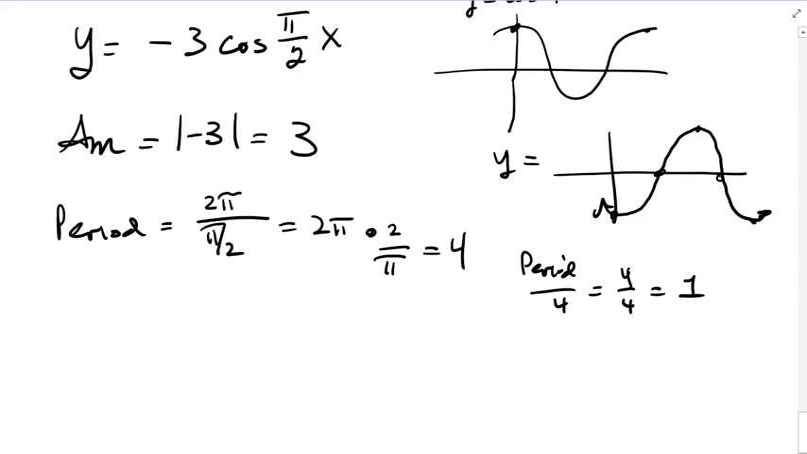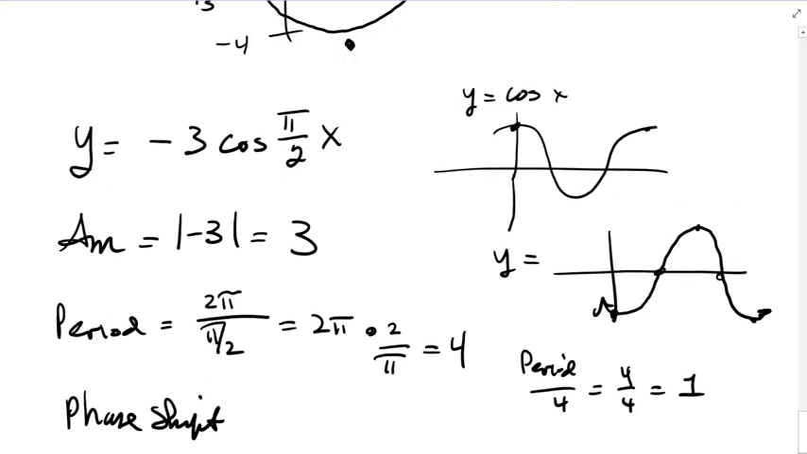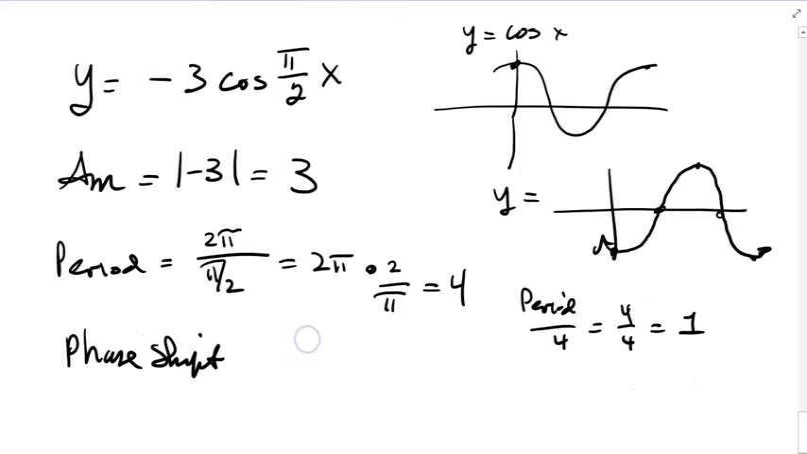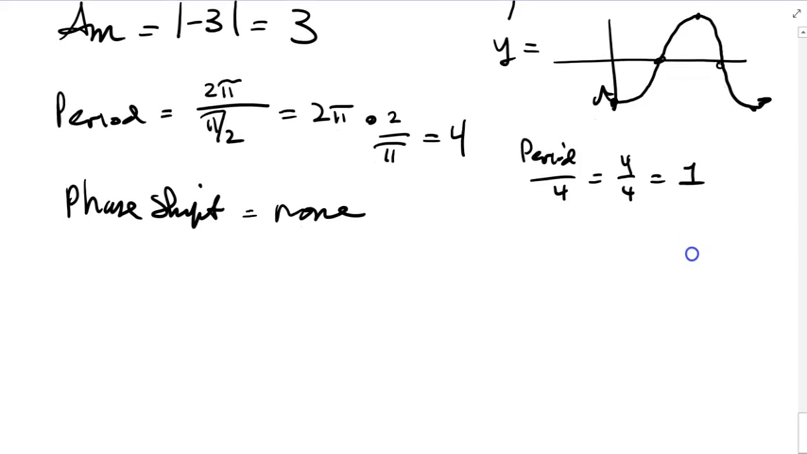Well, phase shift. If there is no c value, there is no phase shift. Because if your phase shift is c over b, c ultimately here is 0. 0 divided by anything is 0. So phase shift is none. There is no phase shift on this particular graph. So let's get our points down.